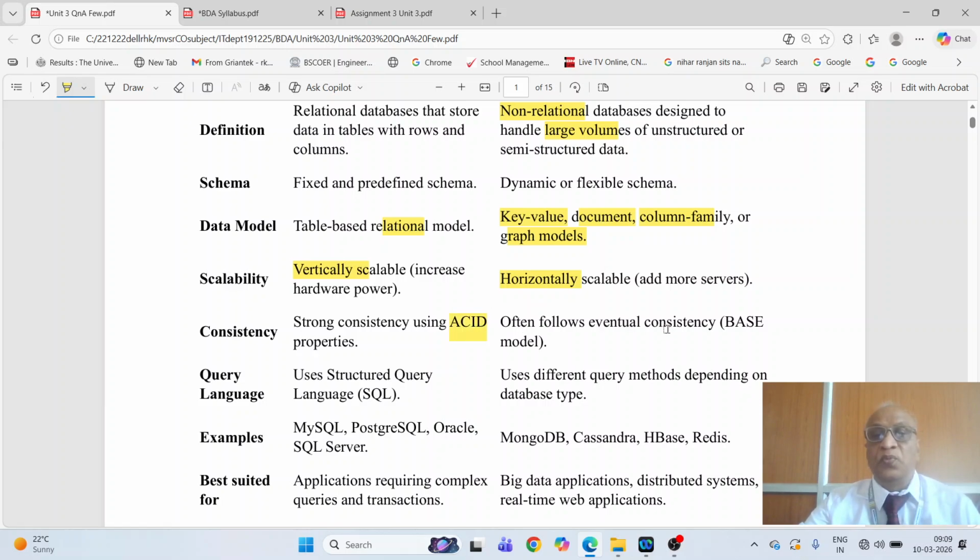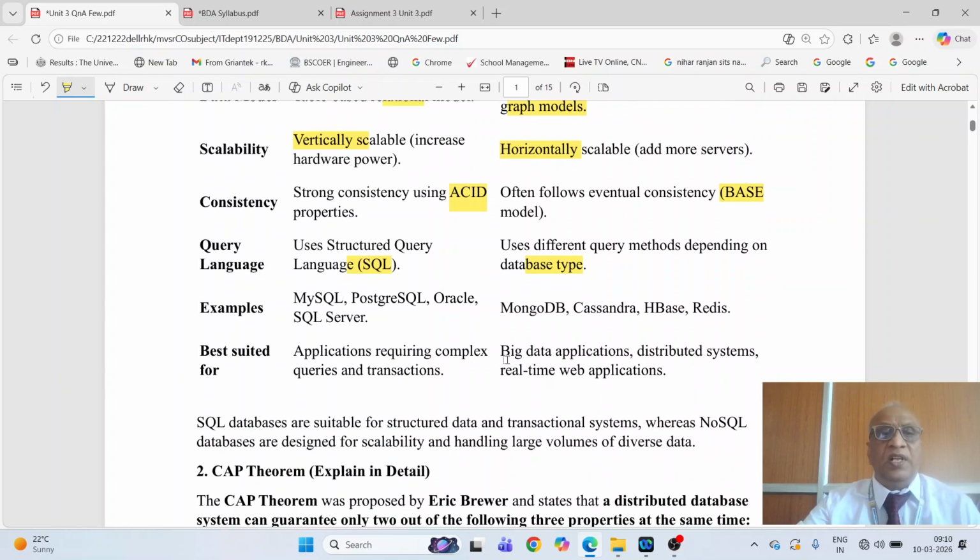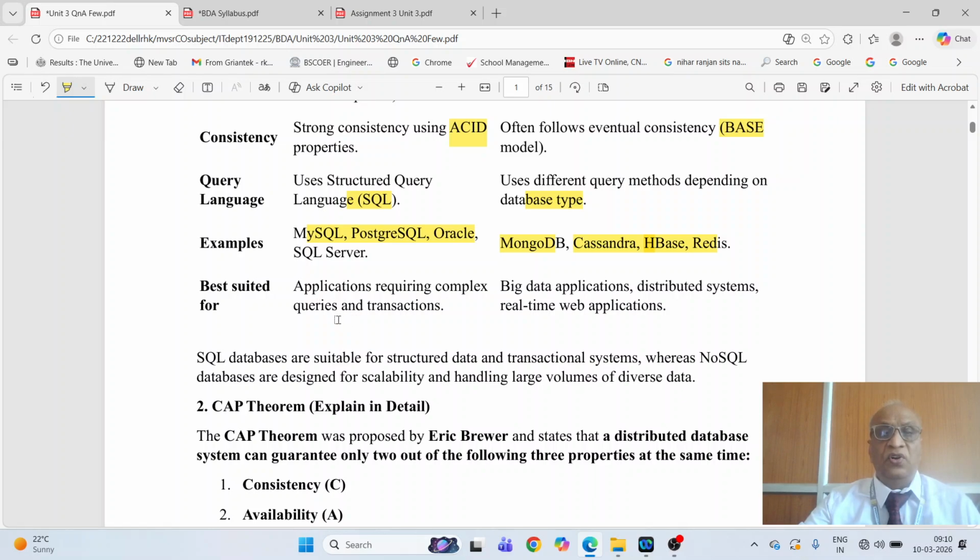SQL follows ACID properties, while NoSQL follows BASE properties. BASE stands for basically available and eventually consistent. SQL uses SQL, while NoSQL uses different types of query languages. Examples for SQL are MySQL, Oracle, while for NoSQL are MongoDB, Cassandra, HBase, Redis. SQL is suited for queries and transactions, while NoSQL is suited for big data applications, distributed systems, real-time web applications.